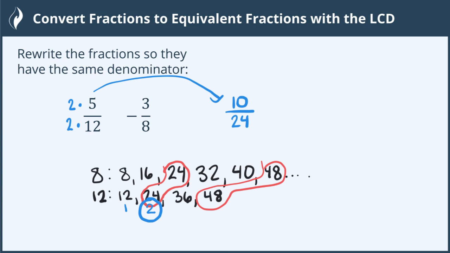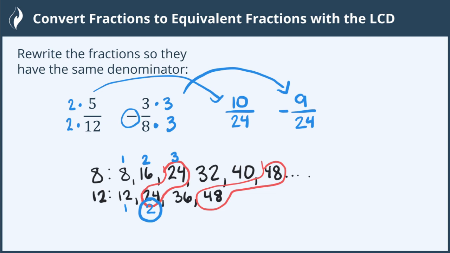Now on the second one, negative 3/8, I'm going to count over and see how many times it took me to get to 24. 8 times 1, 8 times 2, 8 times 3. So that tells me that I need to multiply the numerator and denominator by 3. I do the numerator and the denominator so that it keeps the ratio of the fraction the same, or it keeps its value. So 3 times 3 is 9. 8 times 3 is 24. And we keep that negative sign that was given at the beginning. And those are our two fractions rewritten with the least common denominator of 24.